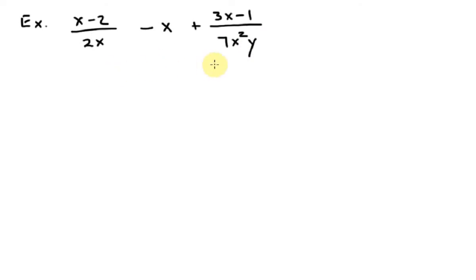So we have an x minus 2 on the top over 2x on the bottom. Then we're going to minus x from that. And I'm going to throw another thing at you and go plus, how about a 3x minus 1 all over a 7x squared y. Now, what a mess we got going on here. Okay, so what's our strategy going to be? Well, I better leave a little room here.